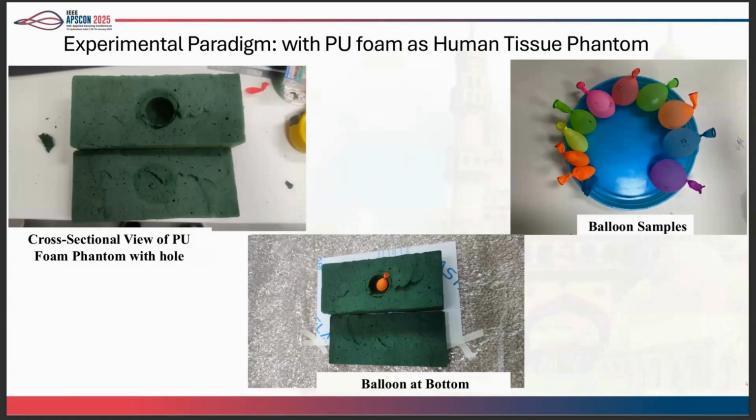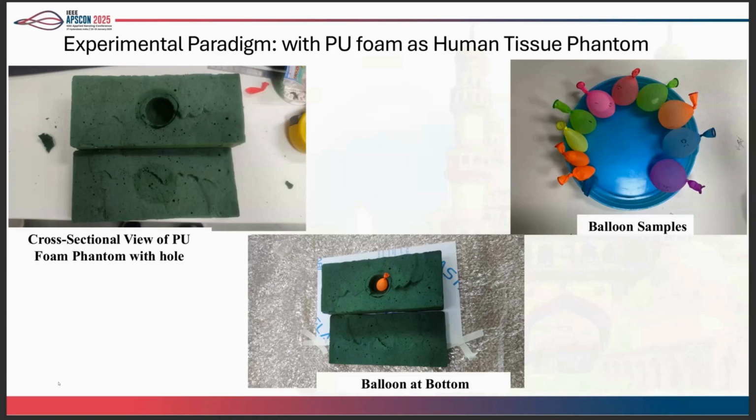Initially, you need either human tissues or some sort of human phantom. So what we have done here is we have taken polyurethane foam. In general terms, these are called floral foam. This has the capacity of holding a high amount of water. These are highly porous and inhomogeneous, so this can emulate human tissue properties. We have cut it open and made a hole in it.